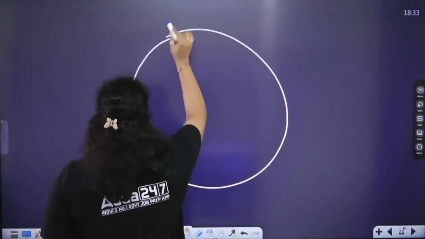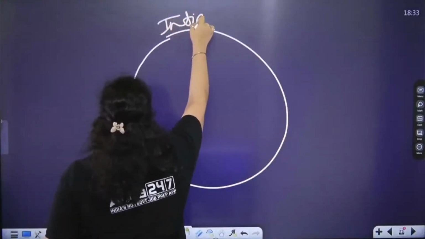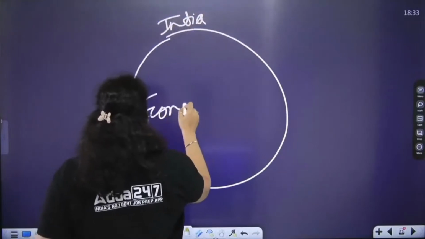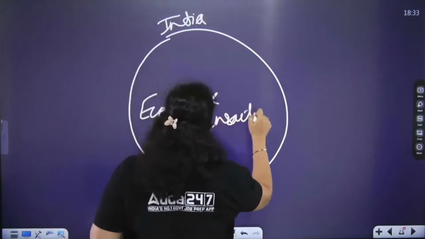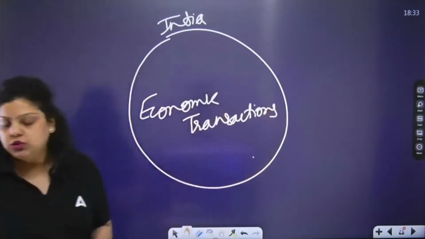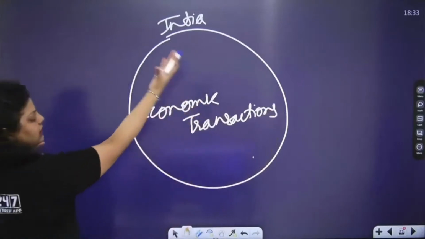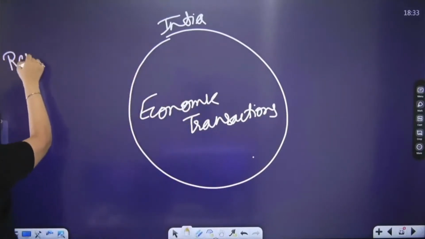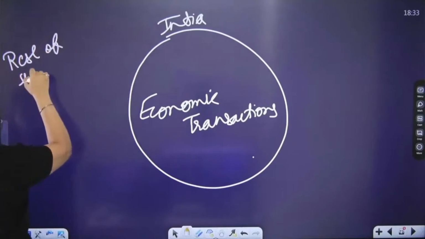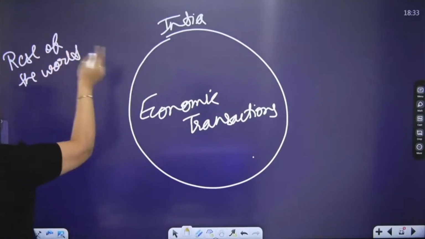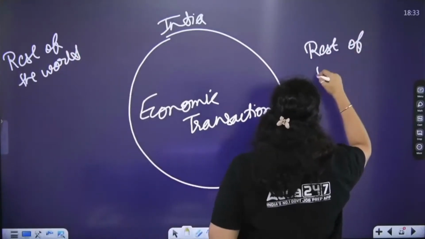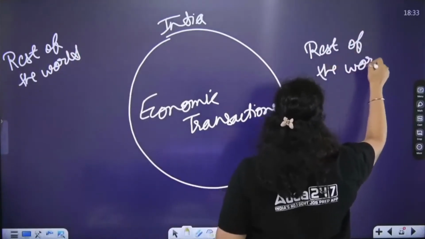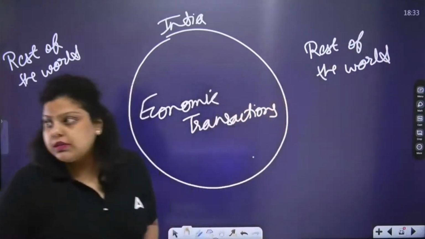For example, this is a country. This circle is India, and India has certain economic transactions. Economic transactions means the transactions which are related to money. Whatever is outside the circle, outside the country, that's the rest of the world. And India is doing economic transactions with the rest of the world.